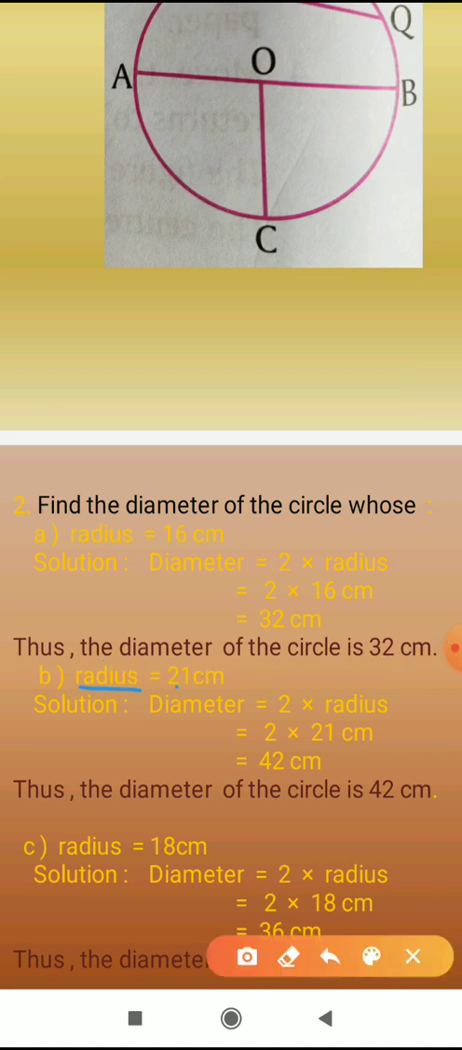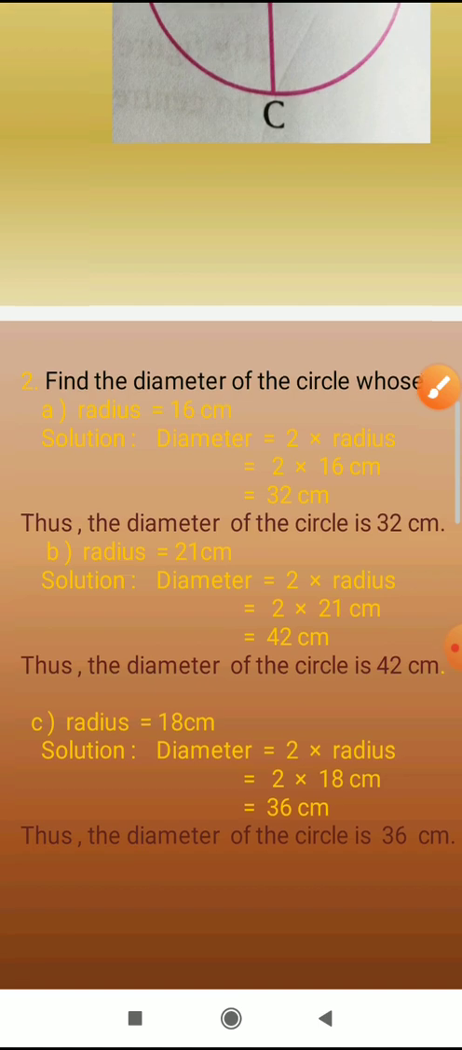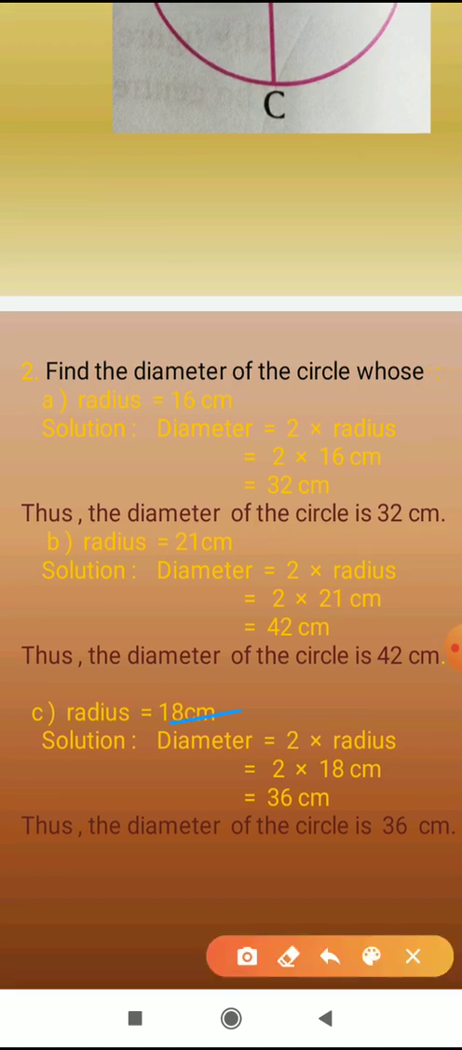Next, radius is given 21 centimeter. First write the formula of diameter. Diameter is equal to 2 into radius. Put the value of radius 21 centimeter and then multiply by 2. 2 into 21 is 42 centimeter. So the diameter of the circle is 42 centimeter. Next example, radius is given 18 centimeter. Diameter is equal to 2 into radius. Put the value of radius 18 centimeter and multiply by 2. 2 into 18 is 36 centimeter. So the diameter of the circle is 36 centimeter.